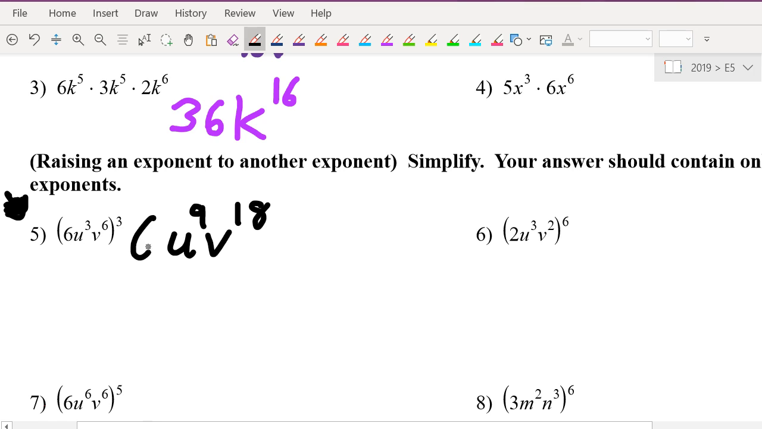Right. So I'm just going to write 6 to the 3rd power because I'm lazy. I mean, because that's what I want to do. Because I'm a math teacher. Yes, I said that many times.